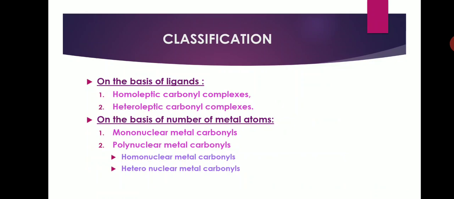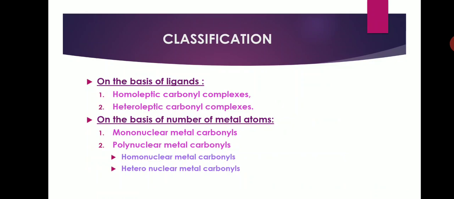Homoleptic carbonyl complexes are those in which the metal is bound to only CO ligands, for example, Ni(CO)4, and heteroleptic carbonyl complexes are those in which the metal is bound to CO as well as other ligands, like Mo(CO)3(PF3)3, Cr(CO)2(NO)2, etc.